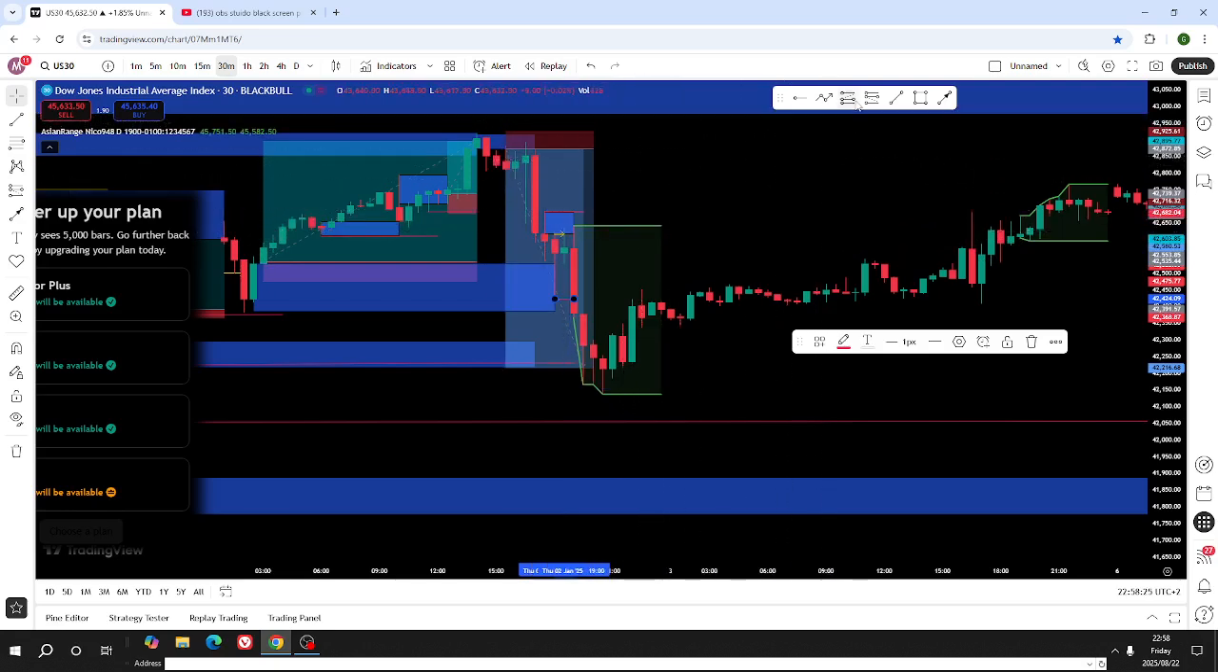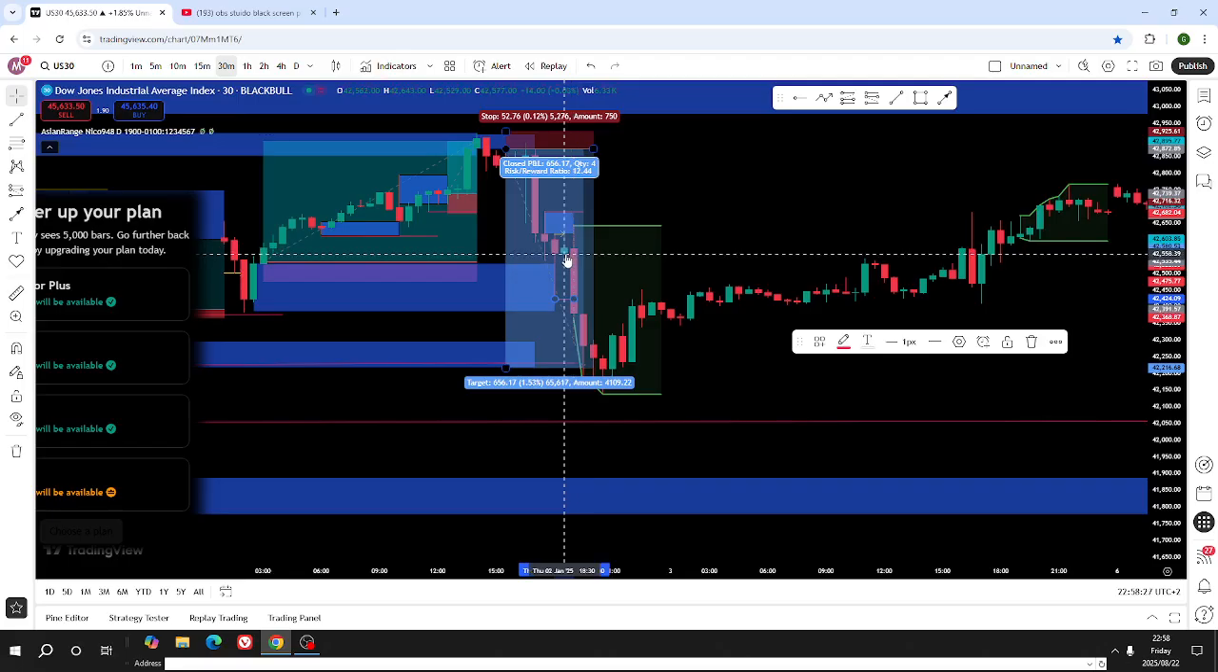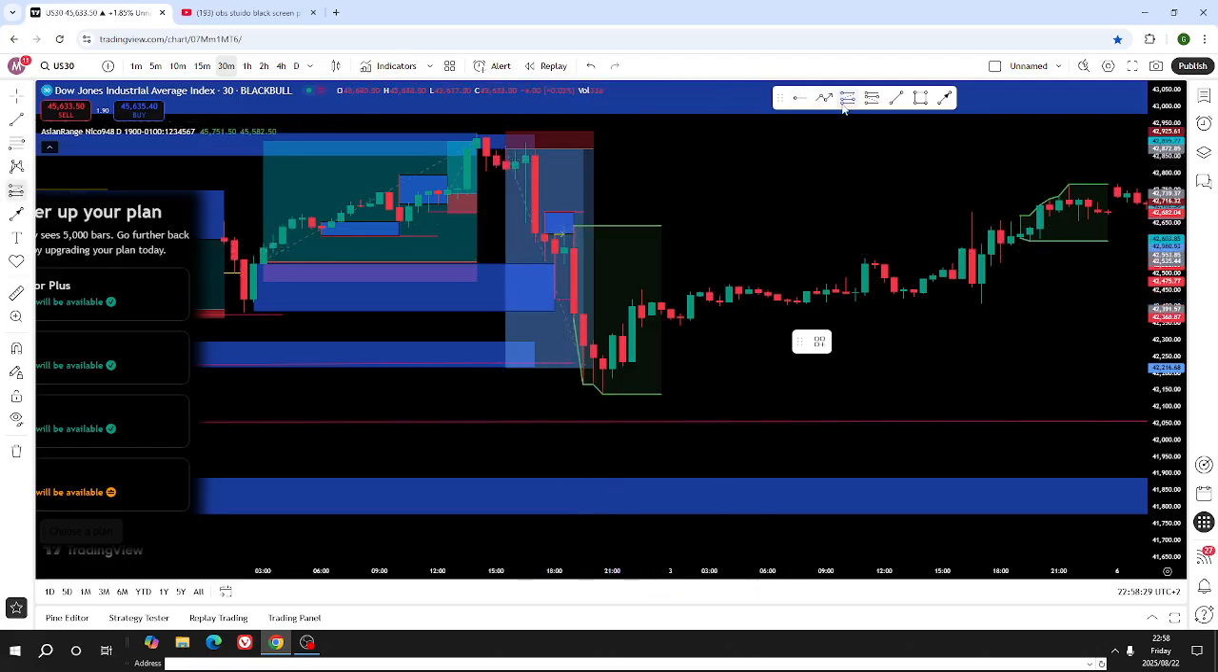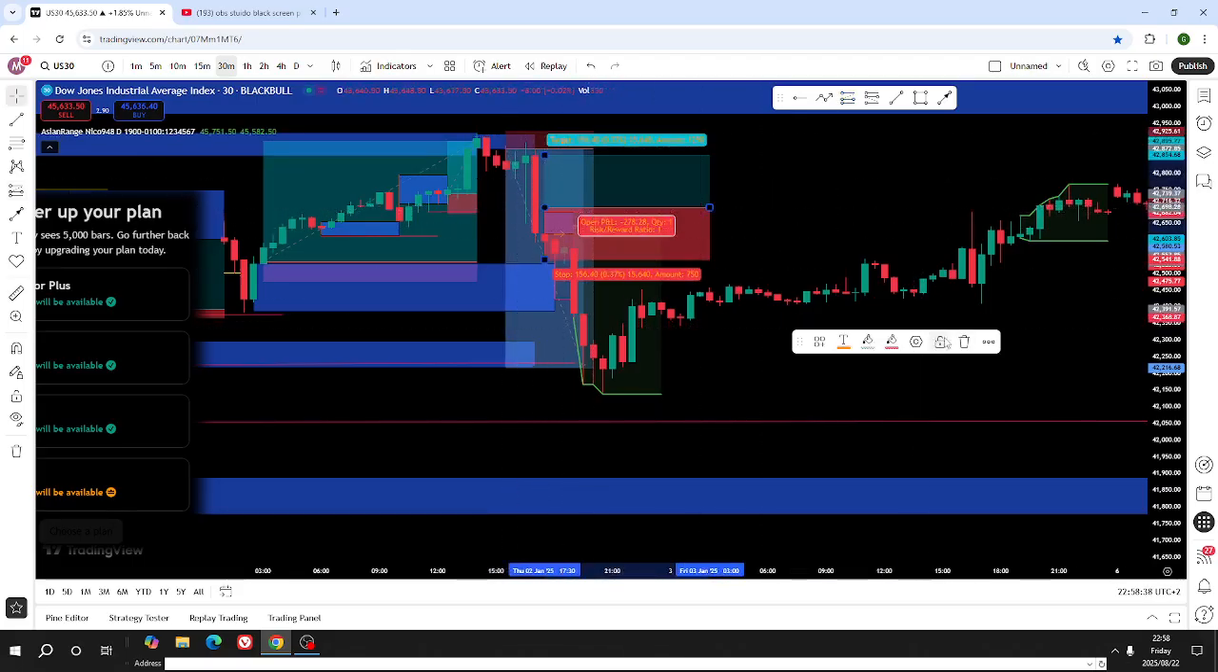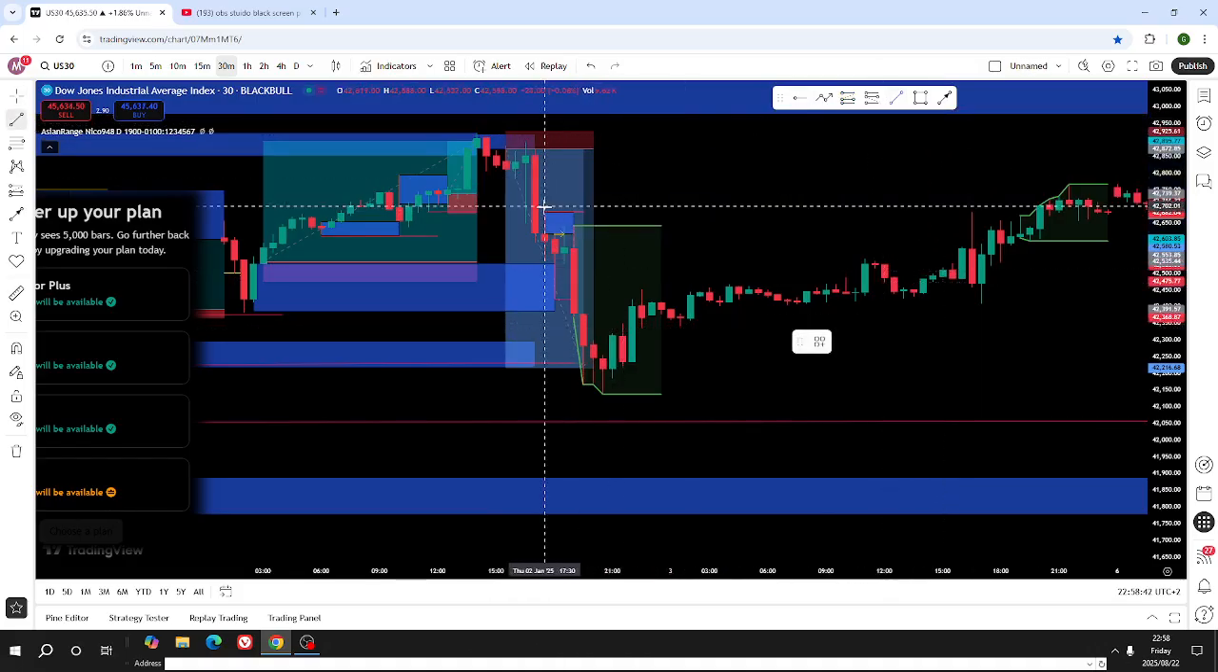So therefore, immediately after this tail, we're going to sell. Immediately after this tail, we're going to drop our stop loss from here to here.